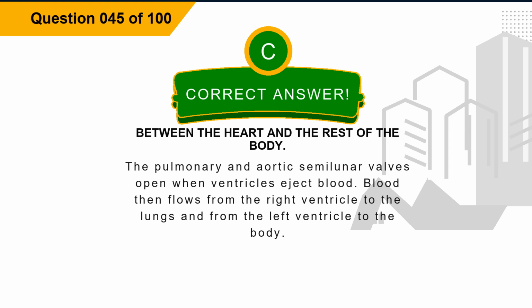Explanation: the pulmonary and aortic semilunar valves open when ventricles eject blood. Blood then flows from the right ventricle to the lungs and from the left ventricle to the body.